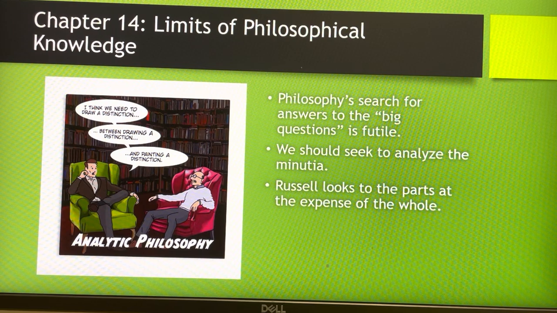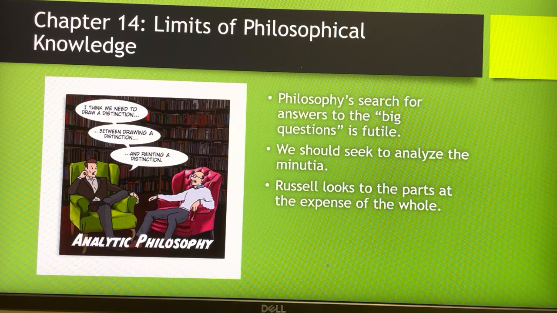Essentially, we can see him in very strong disagreement with people such as Boethius, who taught that we should seek the whole rather than the parts. Russell looks to the parts at the expense of the whole. The little cartoon on the screen, I think, is very telling in terms of this, right? He says, I think we need to draw a distinction between drawing a distinction and painting a distinction. This is the type of thing that Russell would have been involved in.